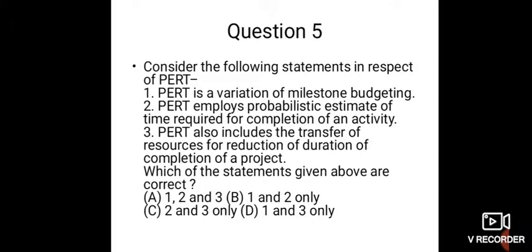Then the last question in this video is, consider the following statements in respect of PERT, that is program evaluation and review technique. This is one of the controlling techniques. The first statement is, PERT is a variation of milestone budgeting. PERT employs a probabilistic estimate of time required for completion of an activity. Third statement is, PERT also includes the transfer of resources for reduction of duration of completion of a project. Which of the statements given above are correct?